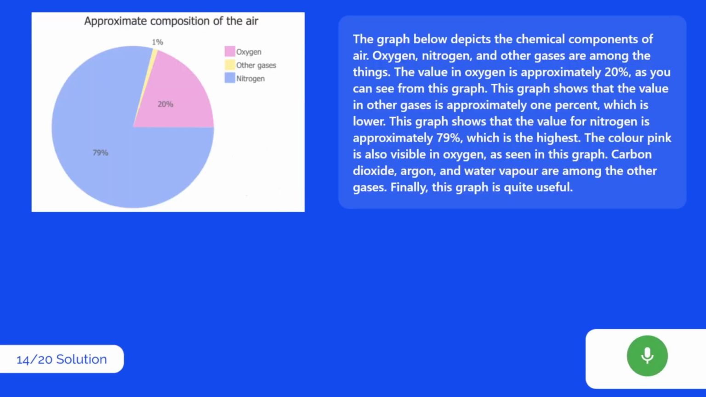The graph below depicts the chemical components of air. Oxygen, nitrogen, and other gases are among the things. The value in oxygen is approximately 20%, as you can see from this graph.